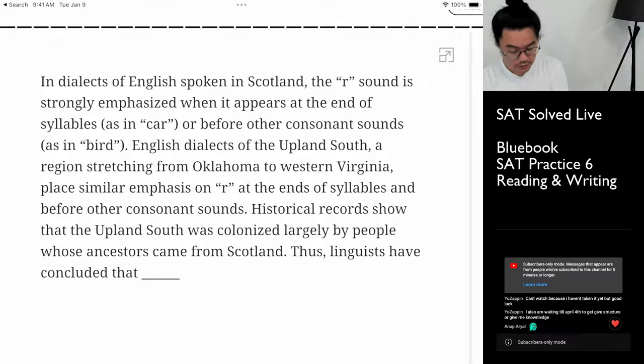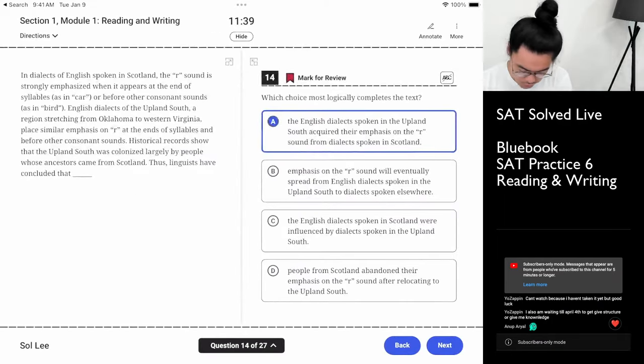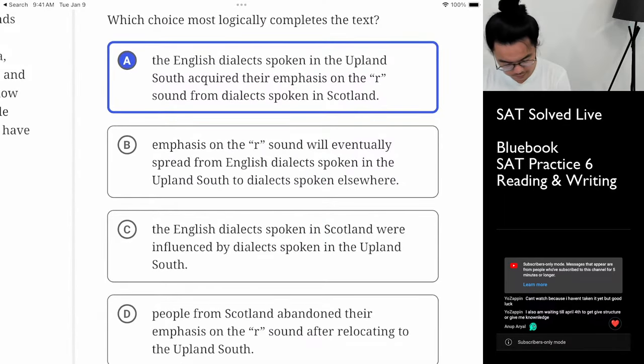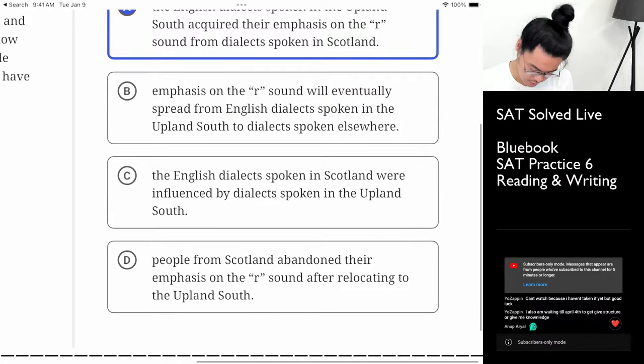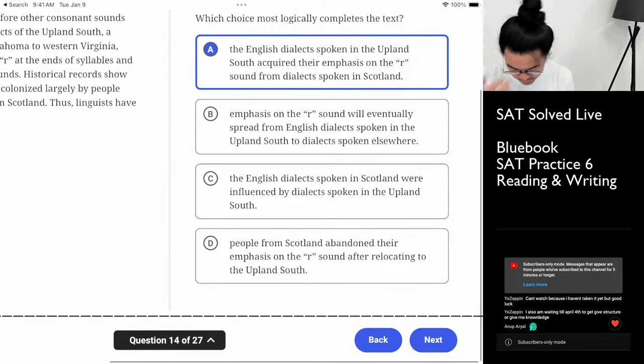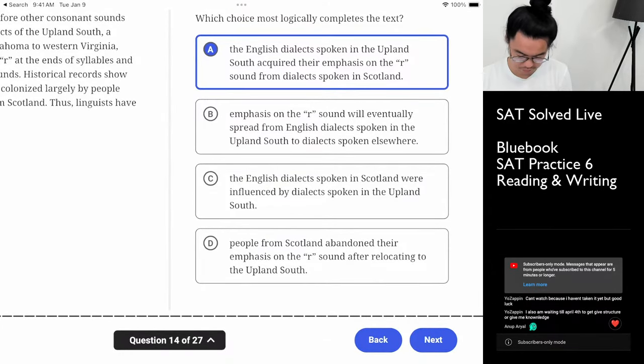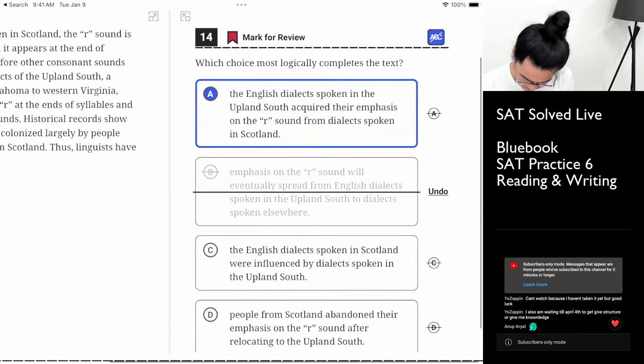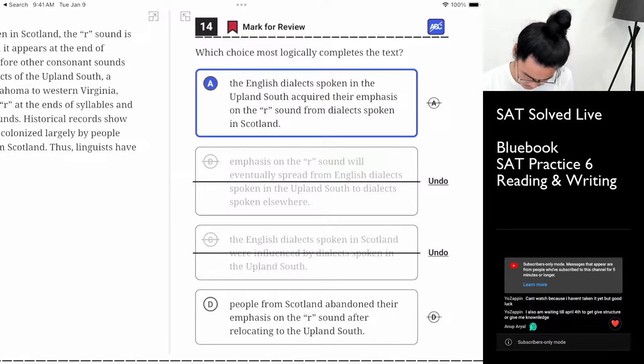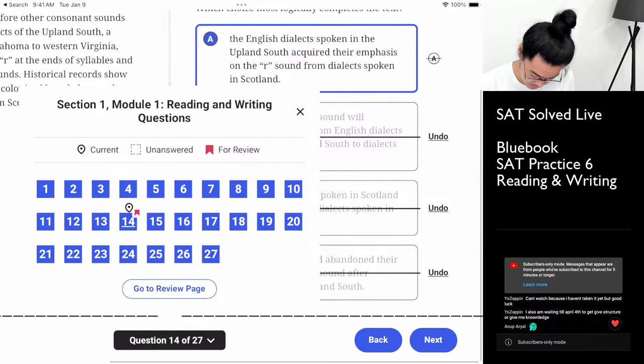In dialects of English spoken in Scotland in the present, the R sound is emphasized. English dialects of Upland South place similar emphasis on the R. In the present. In the past, they were colonized by people who came from Scotland. Therefore, linguists have concluded that... I guess so. I mean, B is clearly wrong. I might as well do the process of elimination now. Backwards. Yeah, I mean, I guess that's it.